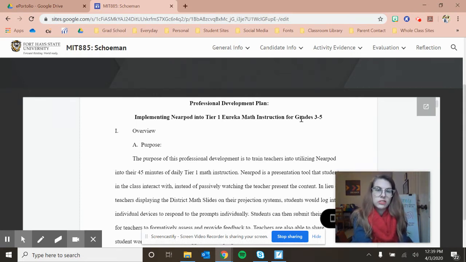And so in my professional development plan, I wanted to implement the tool Nearpod into Tier 1 instruction. And my reasons for that being twofold. For one, it would allow our teachers to, across the board, provide the same instructional materials to Tier 1 instruction. It would also delve very deeply by having students hold themselves accountable, because through Nearpod, they would be responsible for a whiteboard through their device, where they would have to submit their work after every practice problem.